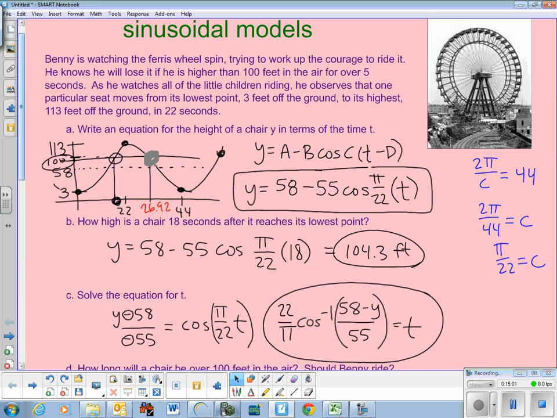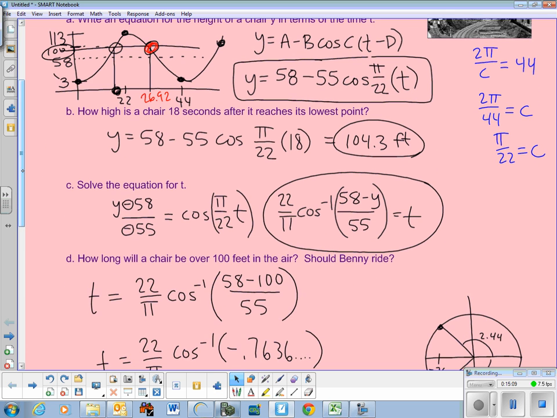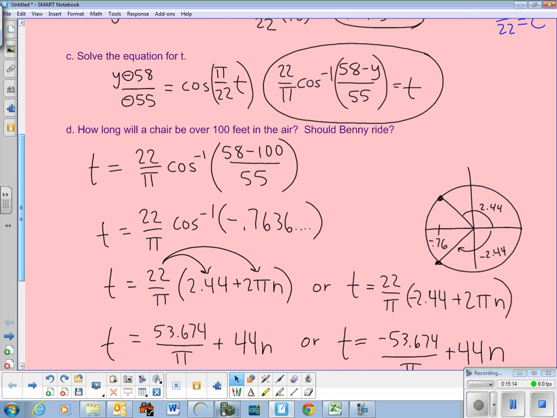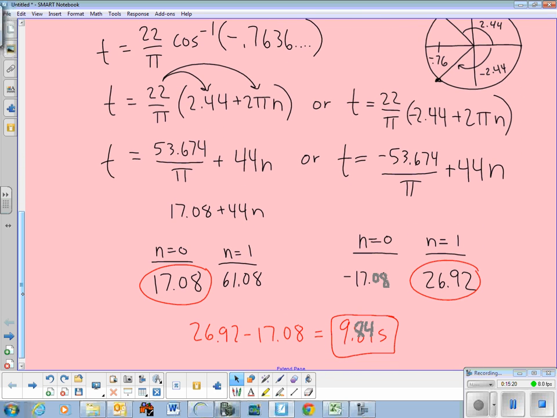All right, so this is one good, solid sinusoidal model problem. The important parts are to come up with the equation based on a sketch, plug in x values, in this case t values, but that's easy. Be able to solve it for x, or in this case t, and use that fact to find certain times when y values happen. All right, so that is it for this one.